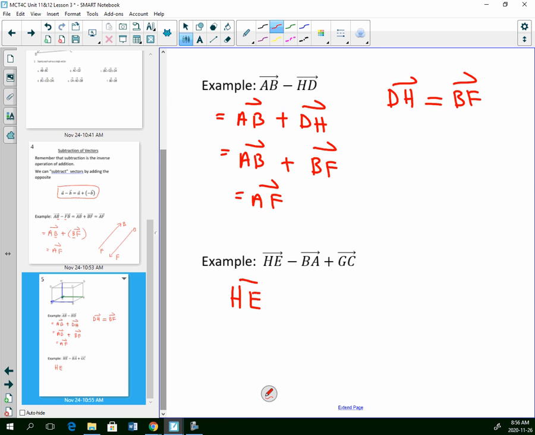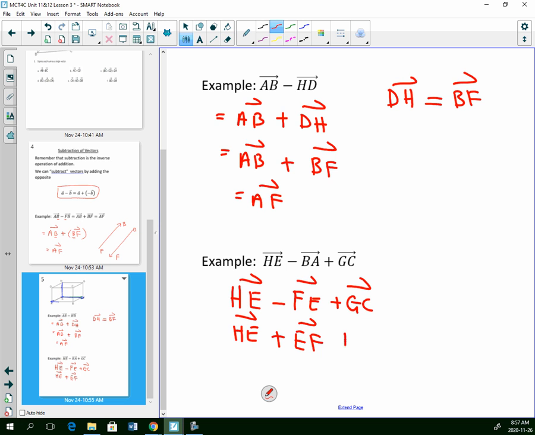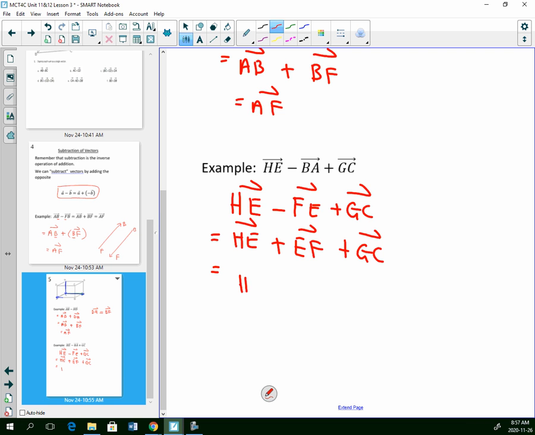So H to E minus, and then instead of B to A, I'm going to put F to E because they are equal. And then I want to add the opposite. So instead of subtracting F to E, I'm going to add E to F, right? So subtraction is the same as adding the opposite. So I'm turning this one around. Now we're going from here to here. So that ensures that it's tip to tail. Kind of like a little puzzle. So now I can add H to E plus E to F. That gives me H to F.